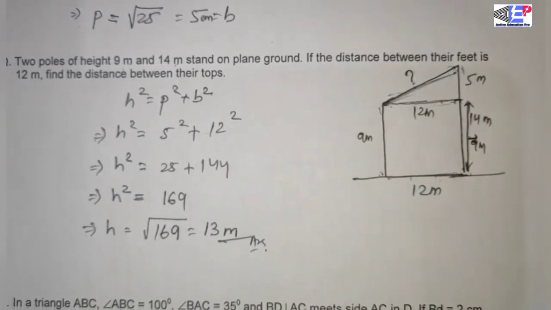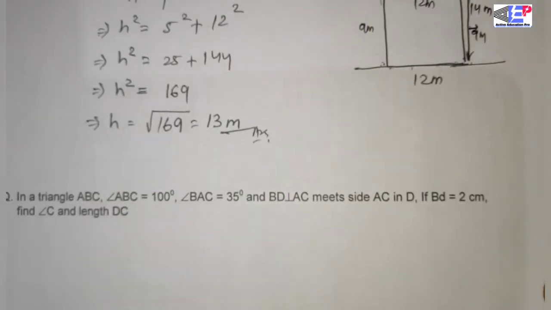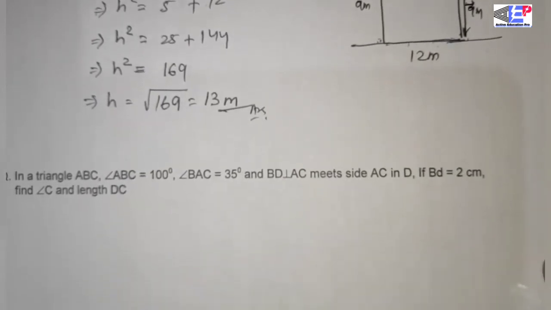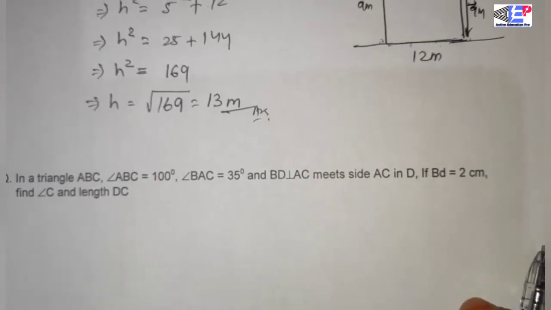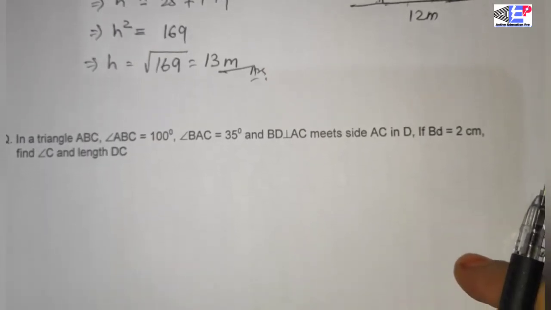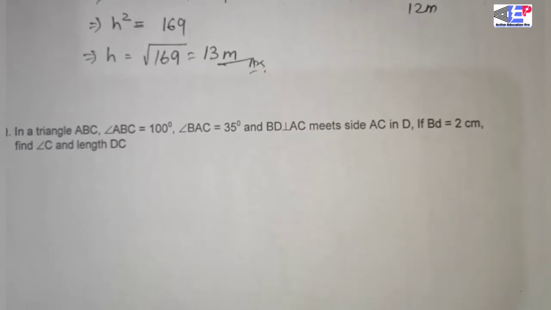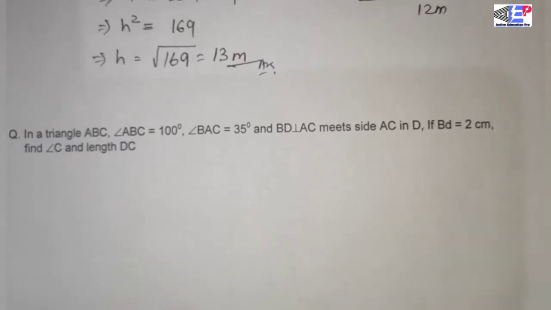Then the last question of this video: in a triangle ABC, angle ABC is 100 degree, angle BAC is 35 degree, and BD perpendicular to AC meets side AC in D. If BD is equal to 2 cm, find angle C and length DC. Look here, this question is very important for you. Such a tricky question, but very easy to solve. If you thoroughly read it word by word, then you will solve it quickly.